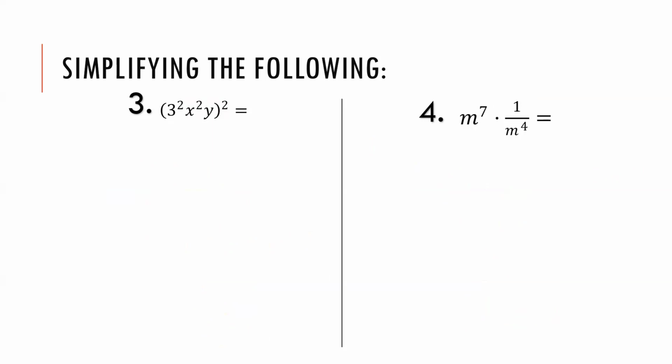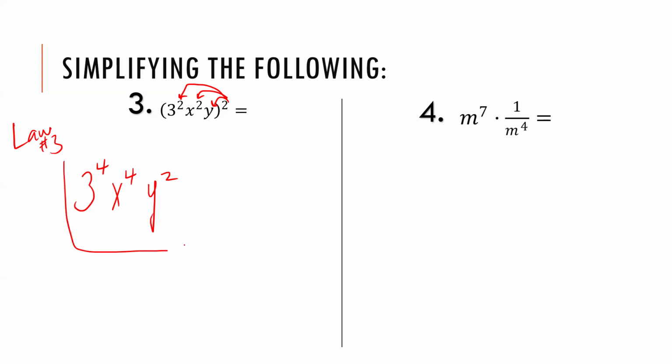All right, number 3. What law am I applying here? I'm applying law 3. Right? That's because I have to distribute the power to everything on the inside. You get a power. You get a power. You get a power. We all got powers. So that leaves me with 3 to the 4th, x to the 4th, and y to the 2nd. Is there any more simplifying that needs to take place? No.